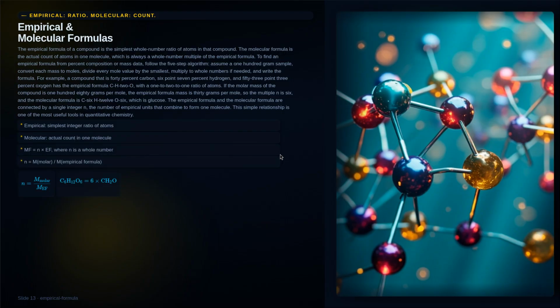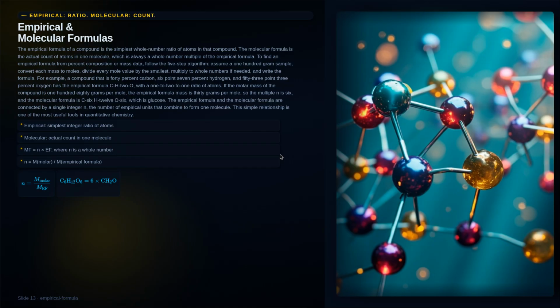The empirical formula of a compound is the simplest whole number ratio of atoms of each element in the compound. The molecular formula is the actual count of atoms per molecule. To find an empirical formula from mass data, 3 steps suffice. First, convert the mass of each element to moles by dividing by its atomic mass. Second, divide each mole value by the smallest of the mole values. Third, multiply by the smallest whole number that converts all ratios into integers.